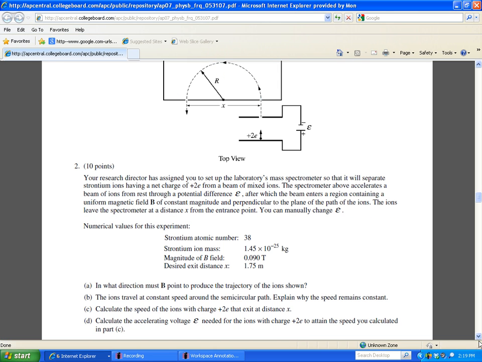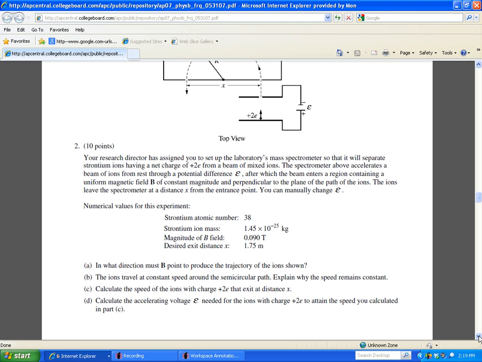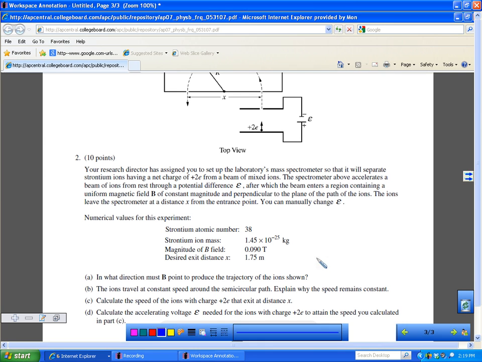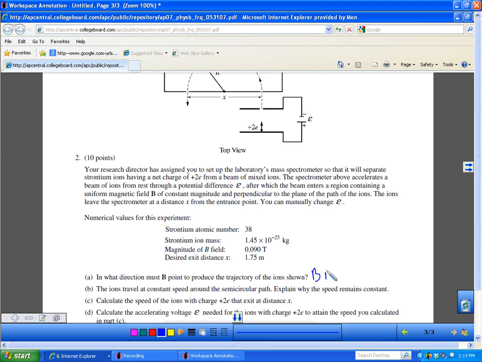So I'm going to answer the first part by saying that B must be into the page. And if I were trying to save time on the AP test, I would draw a circle and I would put an X to show them that I knew that that was into the page.